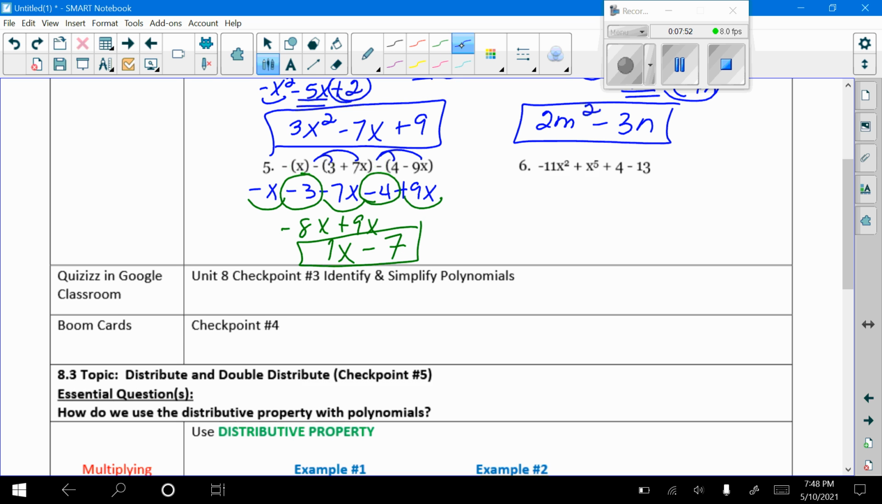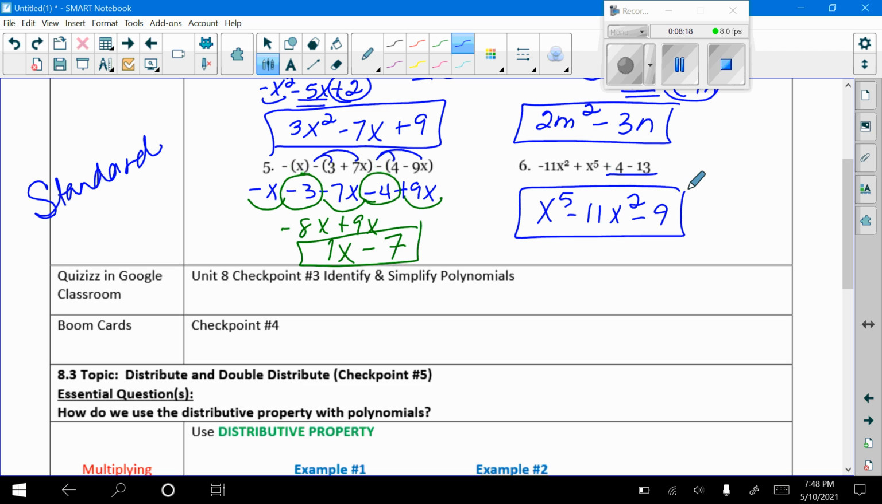And the last one, I've got highest exponent to lowest, because remember, we do kind of want to put it in standard form. So I'm going to say x to the 5th, negative 11x squared. And then I have, 4 minus 13 is going to give me negative 9.